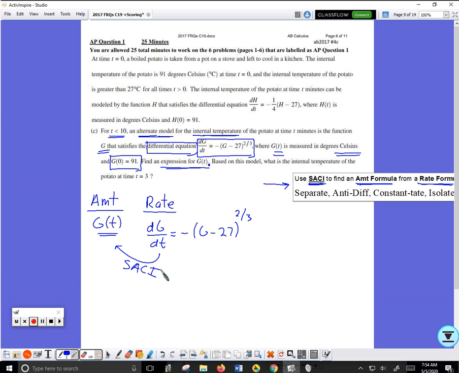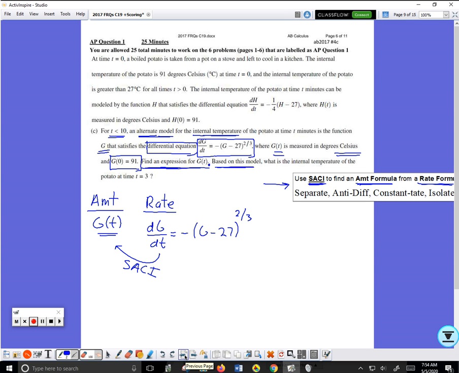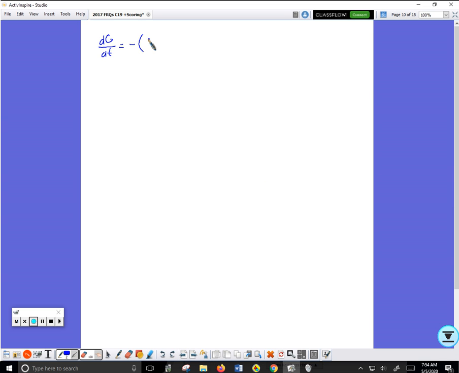I don't want to keep reading. There's going to be another question here. There's no reason to keep going because it said find an expression for G of T. So let's get working on that. So we're going to make a new page here. So we've got dG over dt is equal to negative parenthesis G minus 27 to the 2/3 power.